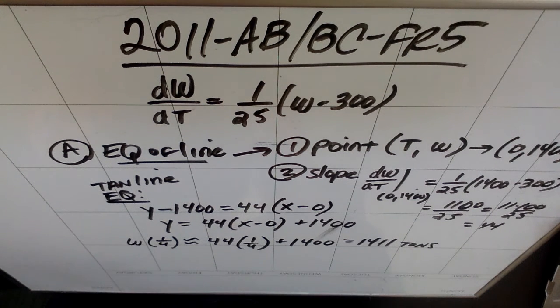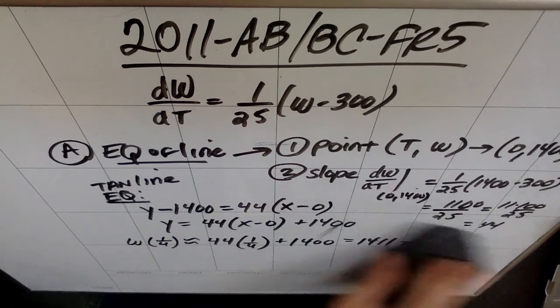So 1,411, cool. Part B, find d squared W dt squared in terms of W. Then use that quantity to determine whether your answer for this is an over or under estimate. If they're telling you to use the second derivative to determine something, that means that whatever they want is determined by concavity. So we'll talk about that in a sec.